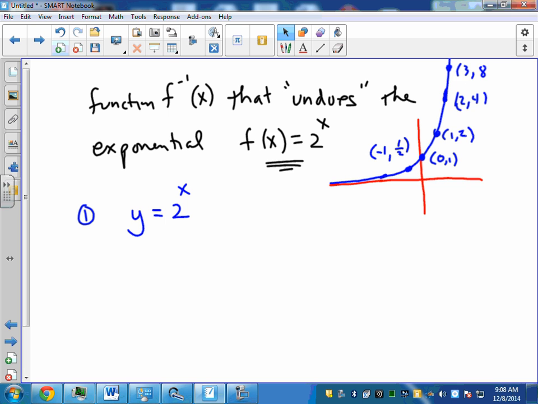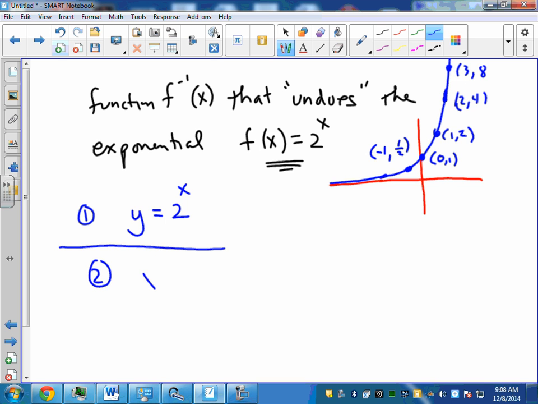Okay, so we're trying to find a function that undoes this. And we've done our first step. Now, remember the second step is to swap places of x and y. So we have x is equal to 2 to the y.